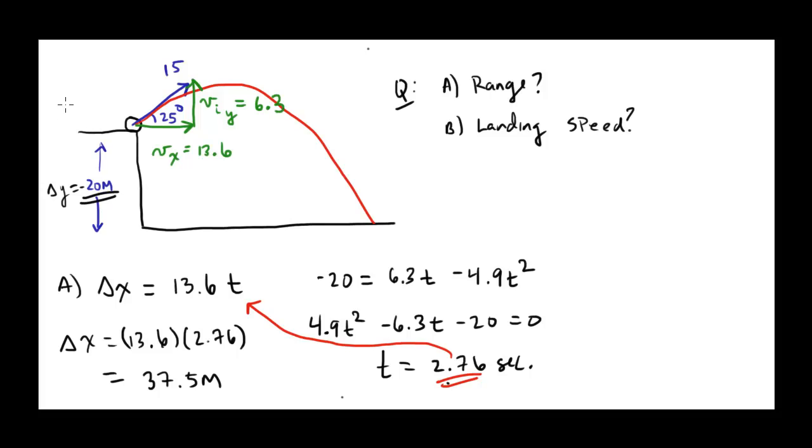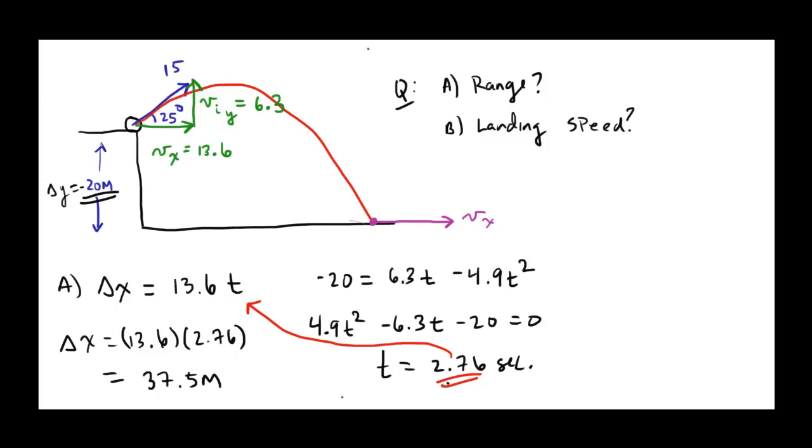All right, how about the second question? This is a nasty one. What is the landing speed? So it lands here, and we want to know the speed with which it lands. So first of all, let's recognize that when it lands, it has two kinds of velocity. It has a horizontal velocity, right? So it's got a Vx.